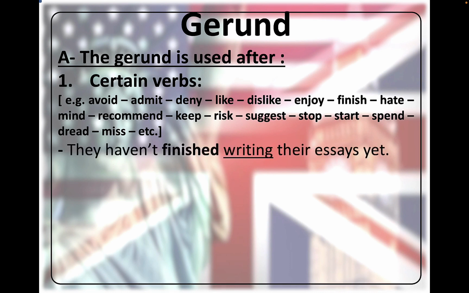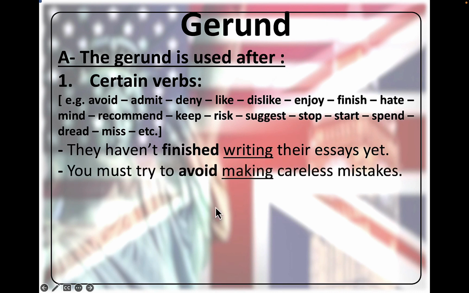Example sentences, they haven't finished writing their essays yet. Writing here is a gerund. Why? Because we have verb to finish before it. You must try to avoid making careless mistakes. Making here is a gerund. Why? Because we have verb to avoid before it. He denied stealing the money. Stealing here is a gerund. Why? Because we have verb to deny before it.